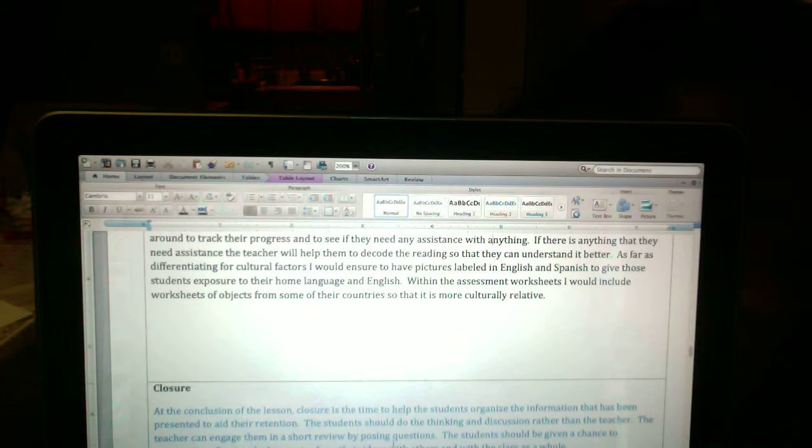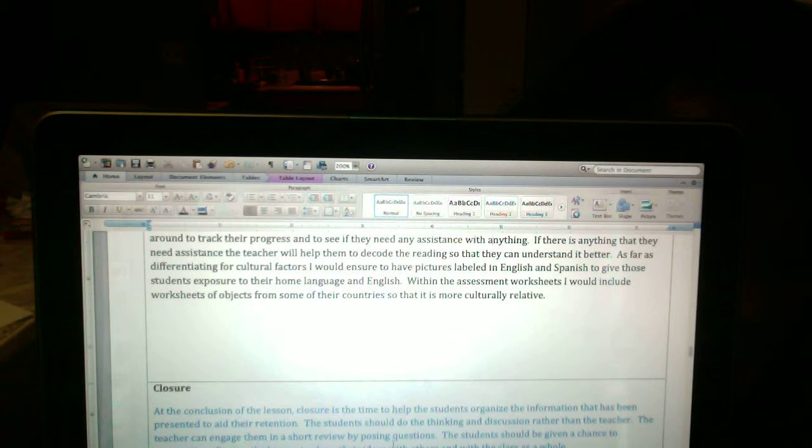Again, for my students that have IEP goals, it would definitely be discussed prior to this lesson plan. That way I know what I need to do to reach their goals. I would discuss this with a special education teacher. As far as differentiating for cultural factors, if I have any students in my room that are from different countries, or Spanish speaking countries, I would try my hardest to label everything in English and Spanish.